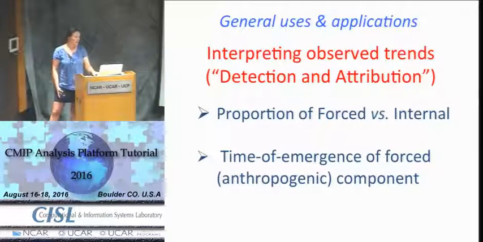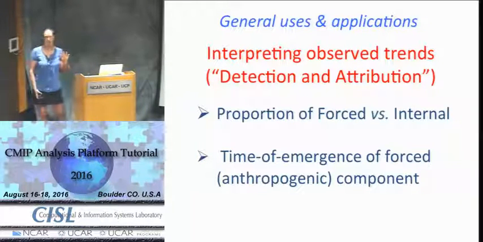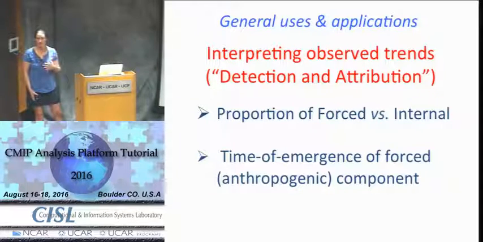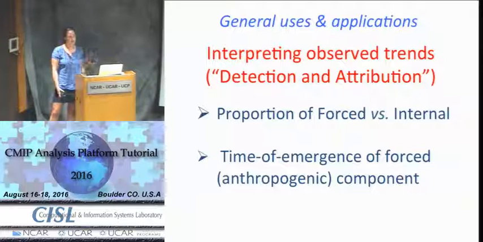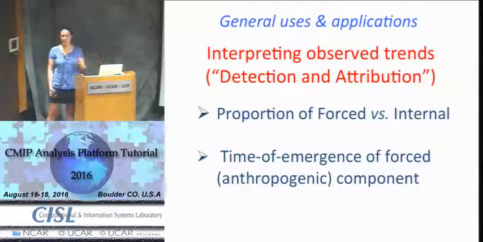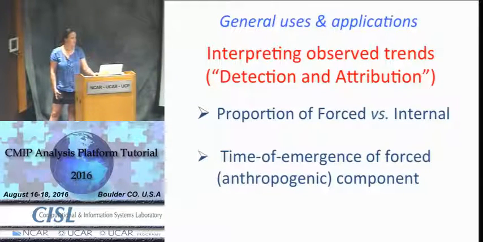So that can be useful for interpreting observed trends. So you can talk about what fraction of a trend might be related to the forced signal versus the internal climate variability. You can also think about that in terms of time of emergence of a forced or an anthropogenic component to a signal. And both of these types of concepts, there's been a number of applications from the large ensemble, everything from detecting oxygen levels in the ocean to Arctic sea ice trends. There's plenty of variables that haven't been looked at, so definitely think about those kinds of things.